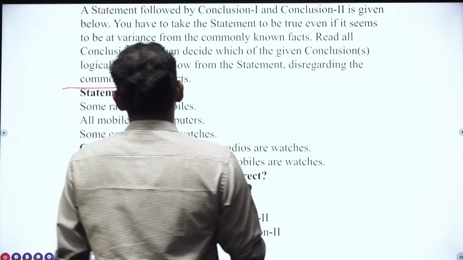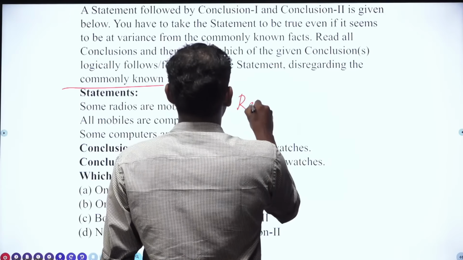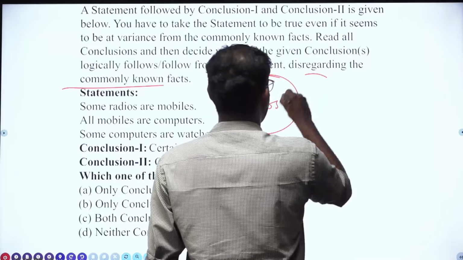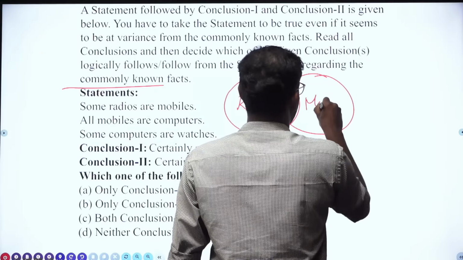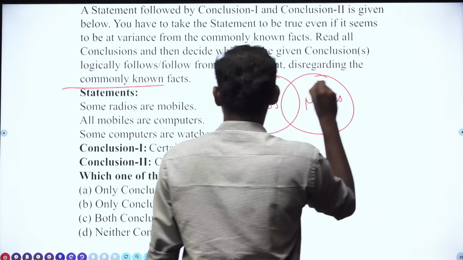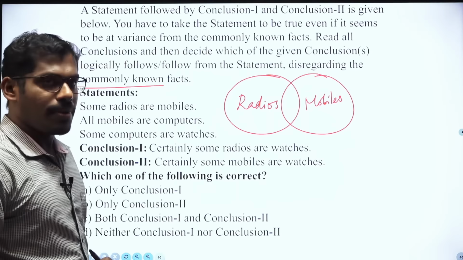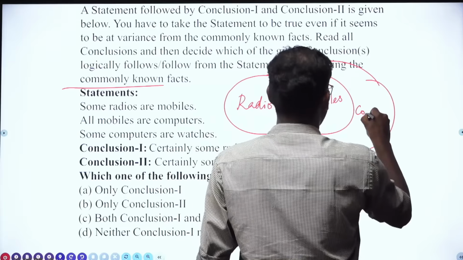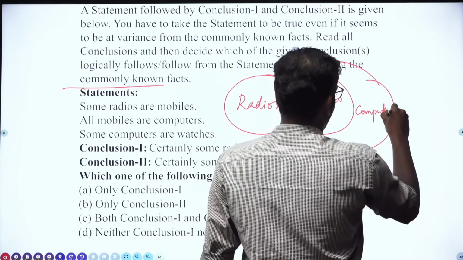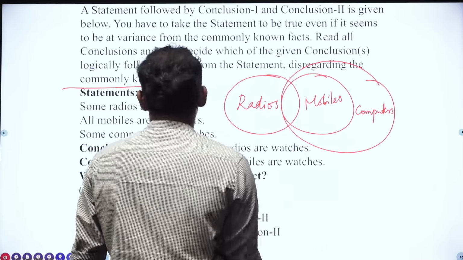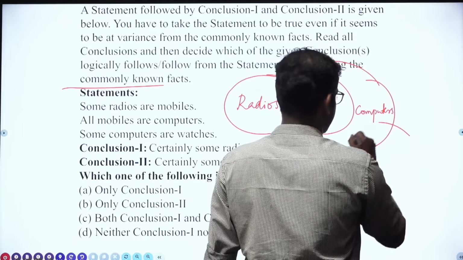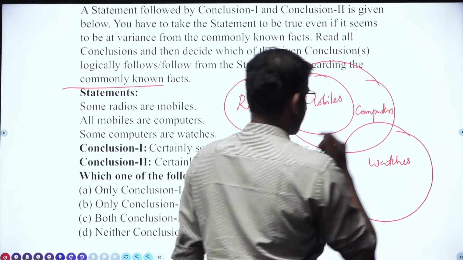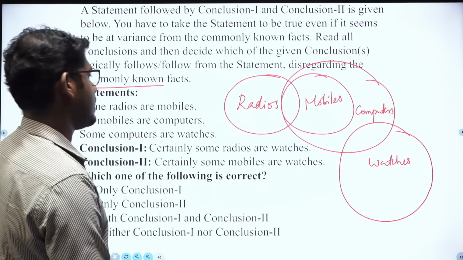Okay. Statement one is some radios are mobiles. All mobiles are computers. Some computers are watches. Okay, the first conclusion.